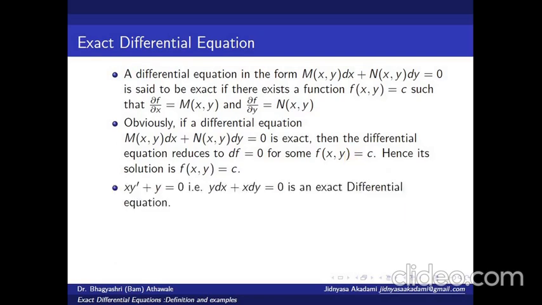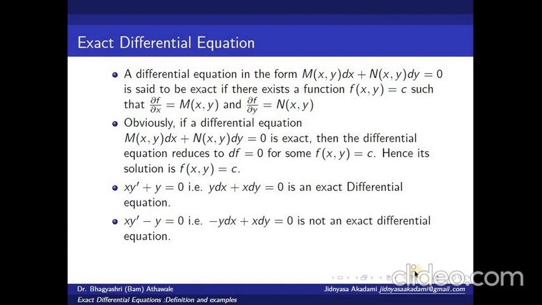Now let us see some examples. As in our previous example, x y dash plus y, that is y dx plus x dy equal to 0. This is the partial derivative of xy with respect to x, and this is the partial derivative of xy with respect to y, and it is an exact differential equation. We have seen it already. Our second equation is not exact, because we have seen that minus y and x are not partial derivatives of any function. In fact, its solution is y by x and they are not partial derivatives of that function.